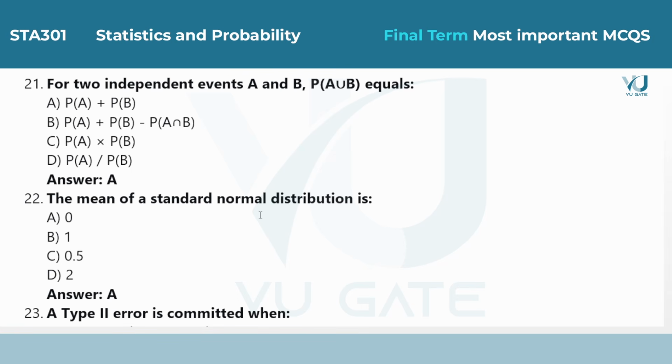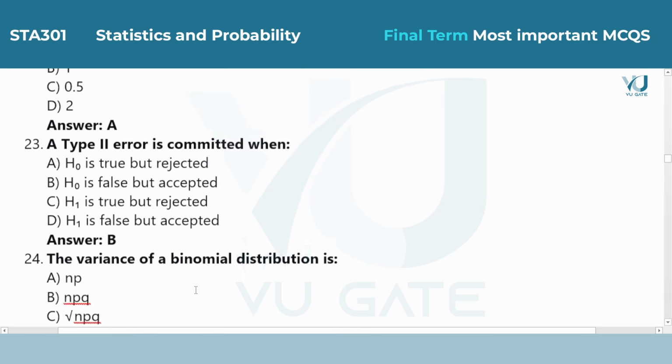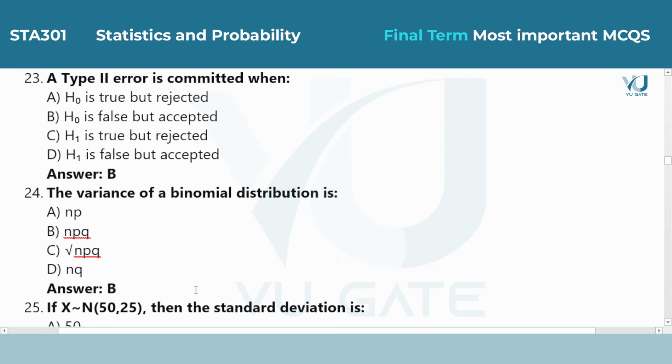Question. The mean of a standard normal distribution is. Answer. A, 0. Explanation. The standard normal distribution is specifically defined as having a mean of 0. Question. A type II error is committed when. Answer. B, H0 is false but accepted. Explanation. A type 2 error occurs when we fail to reject a null hypothesis that is actually incorrect.